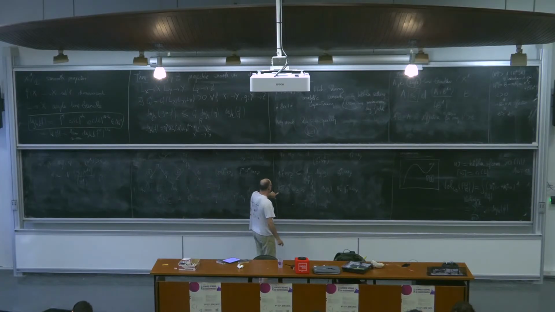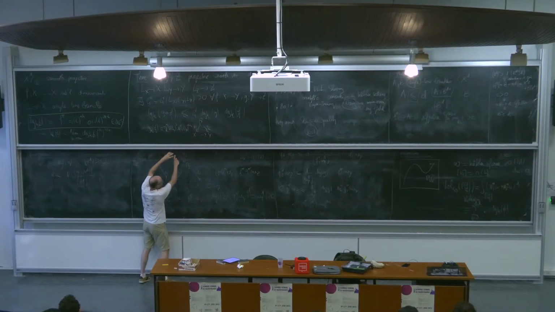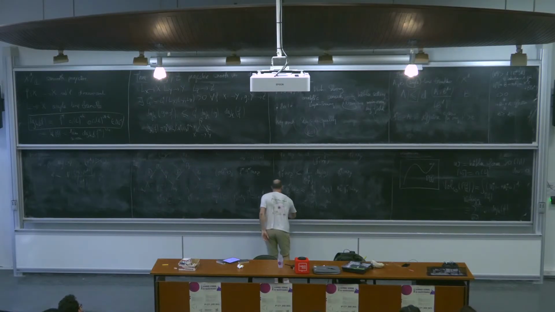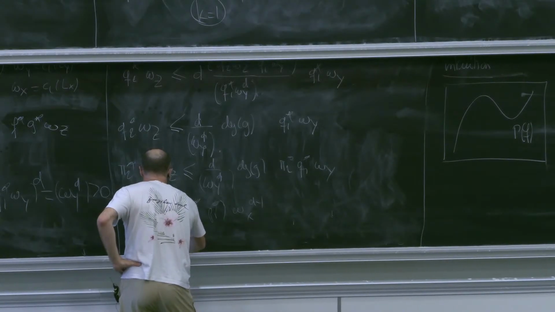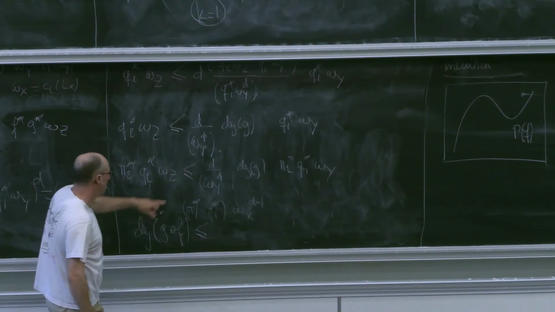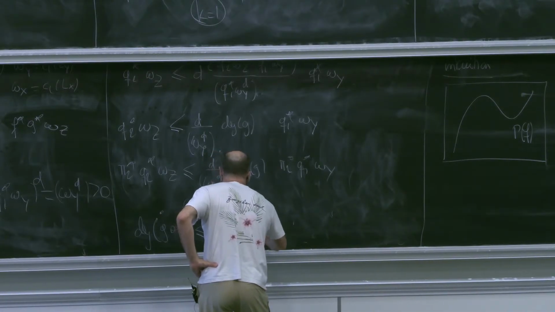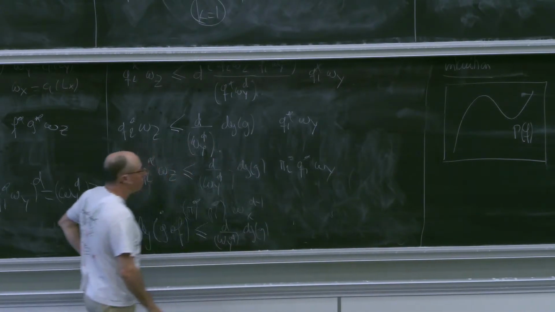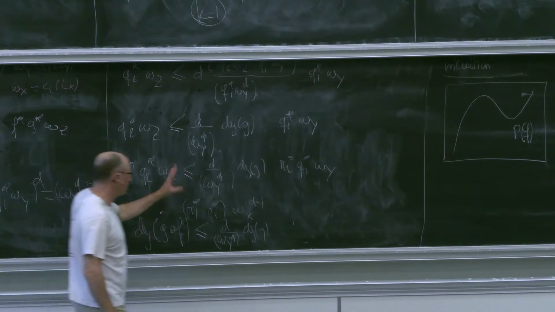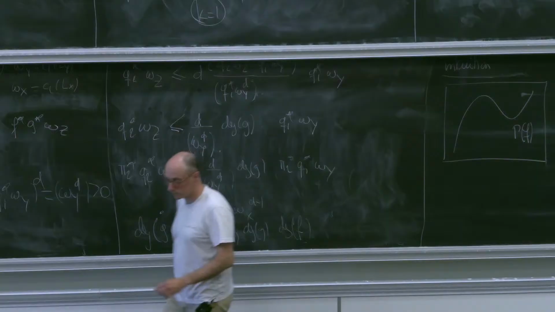What you get on the left-hand side, by definition, you're pulling back this guy, cupping with this one. So this is the degree of the composition, G composed with F. And what you get on the right-hand side is D over omega y to the D, degree of G. And then, I'm completely exhausted, it has to be the degree of F. I hope.